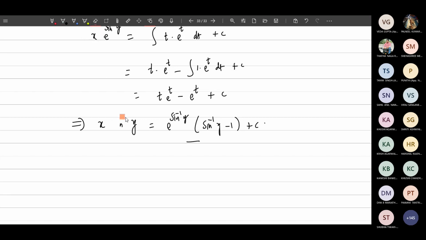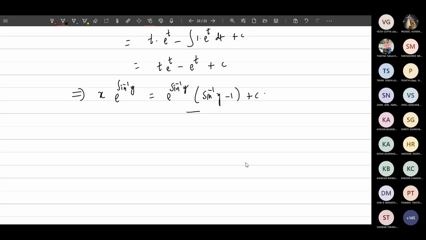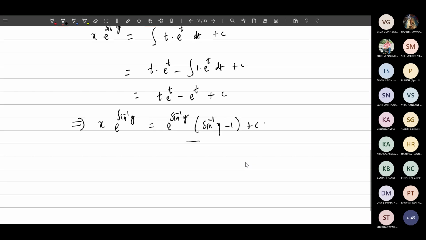Can do that. But first, let me see here. E power sine inverse y, you can cancel that and the remaining you can write. But for c into e power sine inverse y, that is another constant. So multiplying, you keep it as it is because otherwise that c will change again. Okay, sir. There is no difference actually.